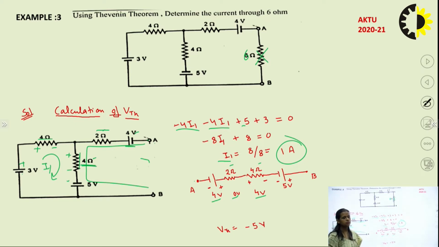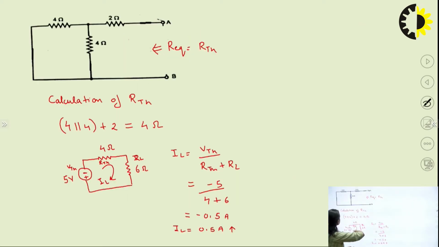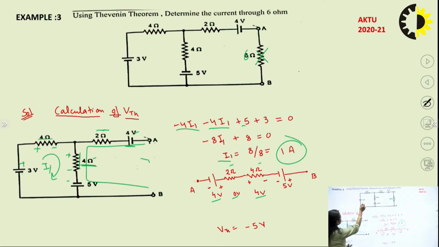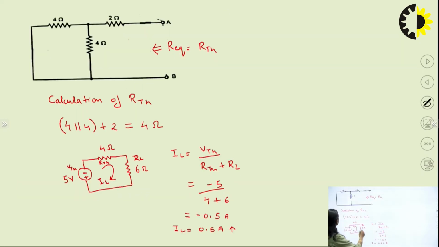Now the next step is to find the value of RTH. To find the RTH, if there is a voltage source, we will short it. If there is a current source, we will open it. In this circuit, we have only these voltage sources, right? So we will short this. So the circuit will look like this. So you will see R equivalent from terminal A and B, but you will start solving from this side, right?